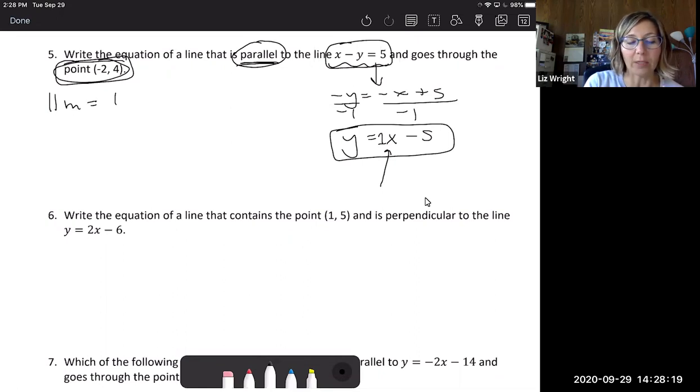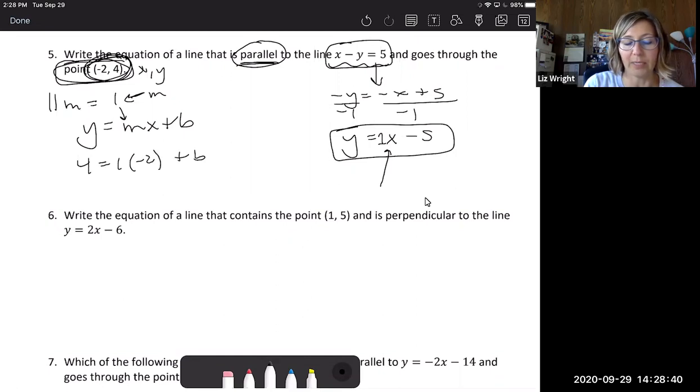And so now I'm also given that it goes through this point. So here I am, I've been given an x and a y, and then I've been given the slope. So remember from the previous lesson, we're going to plug that information in here. So here I've got 4 equals 1 times -2 plus b. And then I've got 4 equals -2 plus b. Add the 2 over, and then 6 is equal to b.